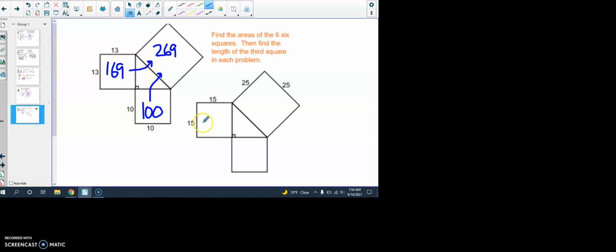Here we have a 15 by 15 square, which is 225. The biggest square is a 25 by 25, so that area is 625. 25 times 25. And then this area here is 400. Because if I take the 625, which is the biggest square, and I give 225 to this square, then this square gets what's left, which is 400.